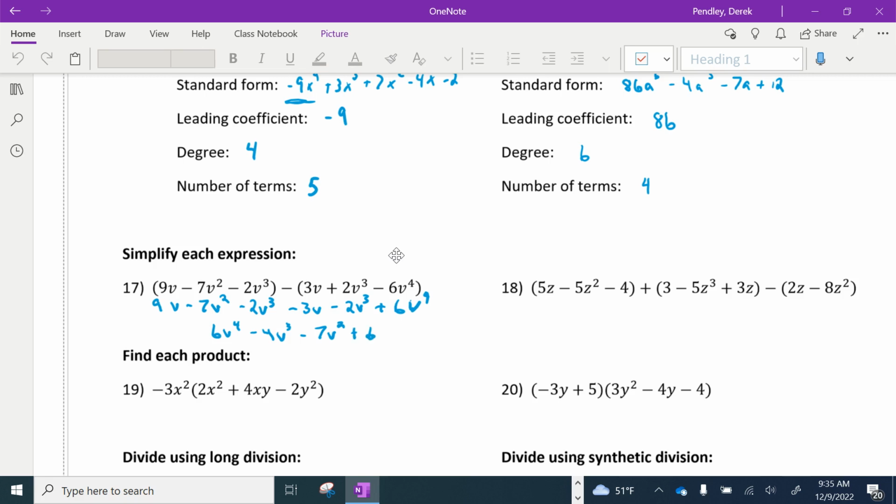Likewise, on the next problem, number 18. So again, we have 3 polynomials. The first 2 are being added. The last one's a subtraction. So the first two, you can drop the parentheses. There's no need for them here because when you add, nothing changes to that polynomial.